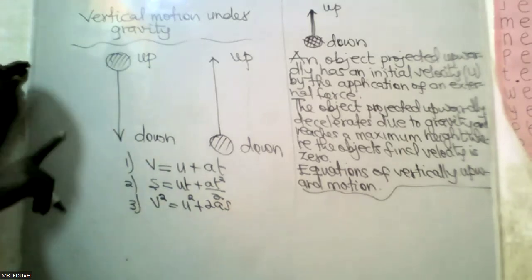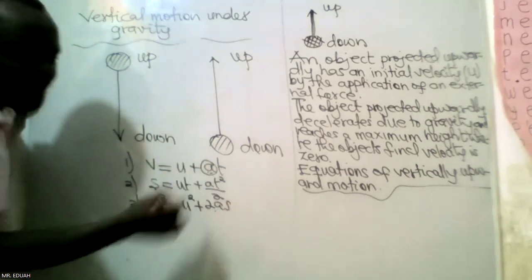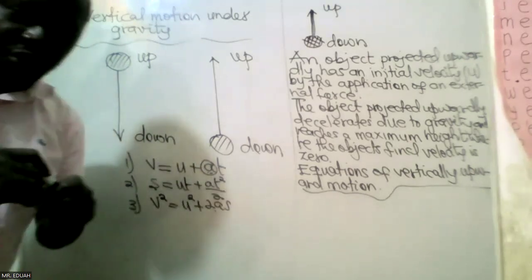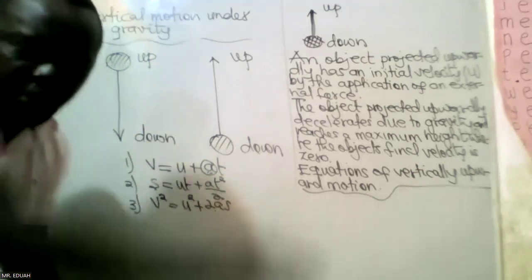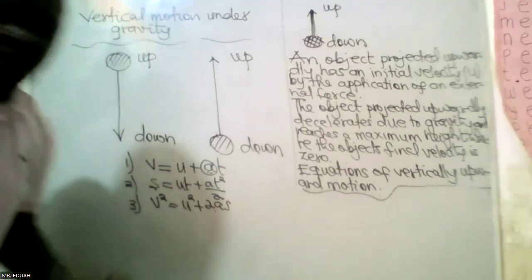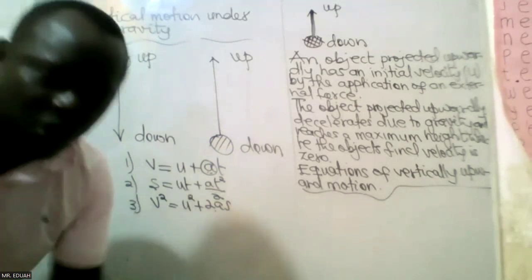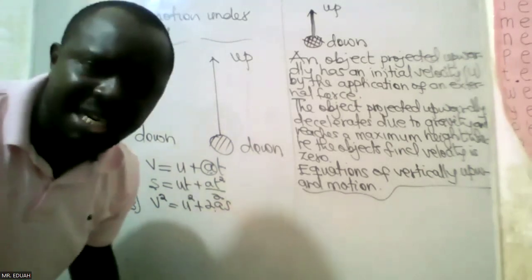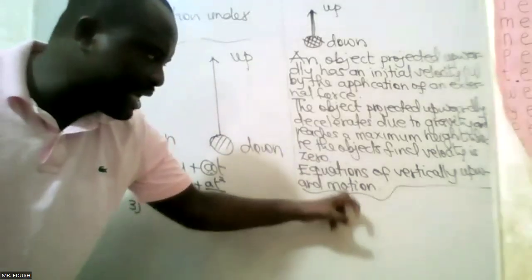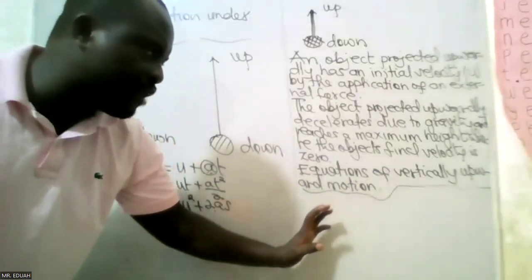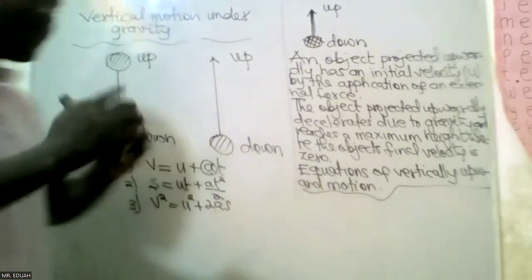So please, the difference here is that in equations 1, 2, 3, this acceleration is due to the contact force between the body and the ground. This is about linear motion. So the acceleration a is due to the contact force between the body and the ground. But in vertical motion, the acceleration is due to gravity.